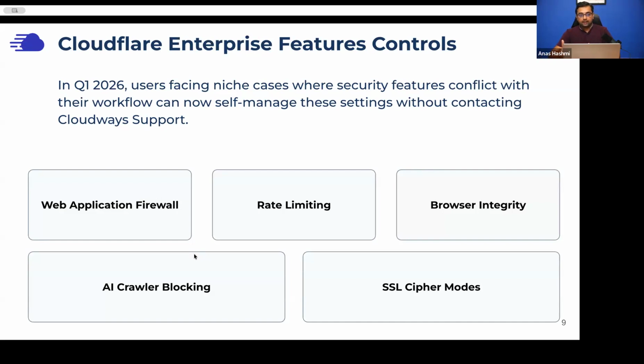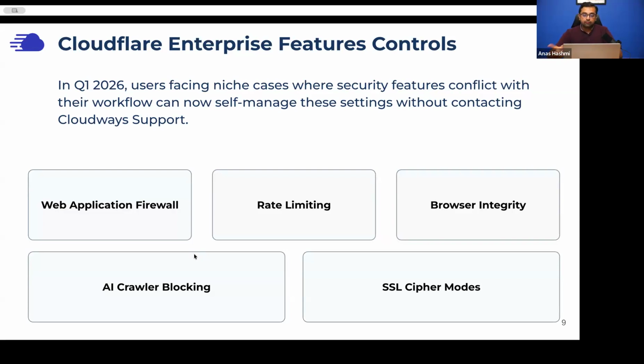And then the last feature was around PCI DSS, which was around SSL cipher mode. Cloudflare and Cloudways both take security very seriously, but a certain issue in some compliance scans was that there were some weak ciphers enabled by default at the Cloudflare level, and customers were asking that there should be an option available on the UI so we can disable those ciphers on Cloudways. So we introduced that option.